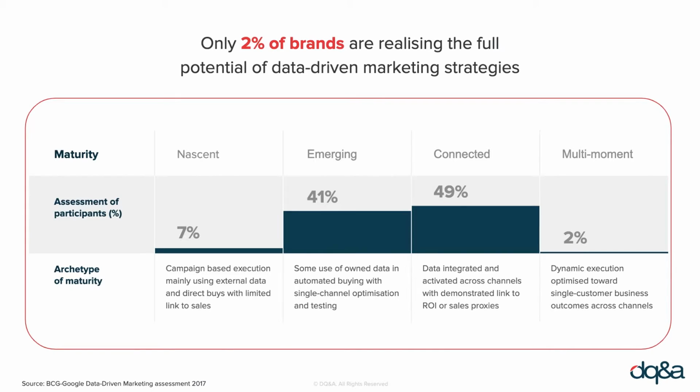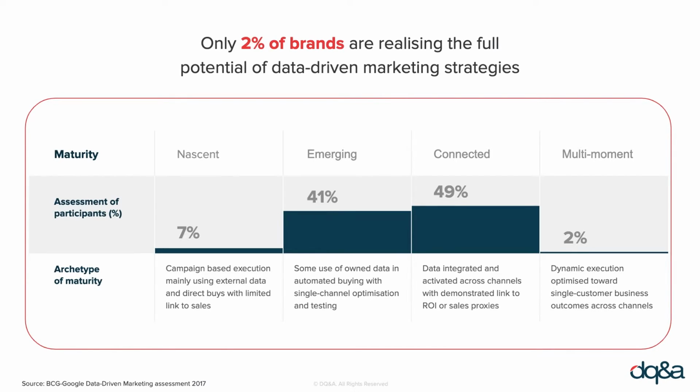In a recent study conducted by Google and the BCG, the study showed that only 2% of brands are realizing the full potential of data-driven marketing. So let's look at where EMEA marketers are on this journey, where they fall in terms of digital maturity, and how many of them are doing it well. The BCG found that the market is widely split when it comes to maturity, and they found that businesses tend to fall within one of four stages.